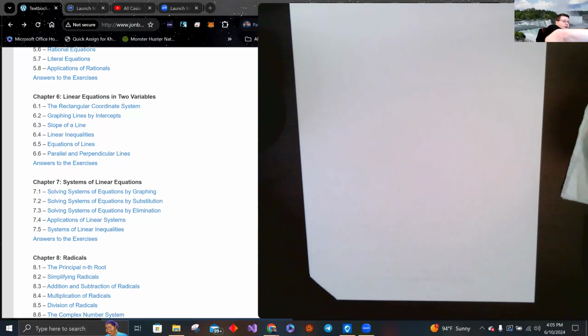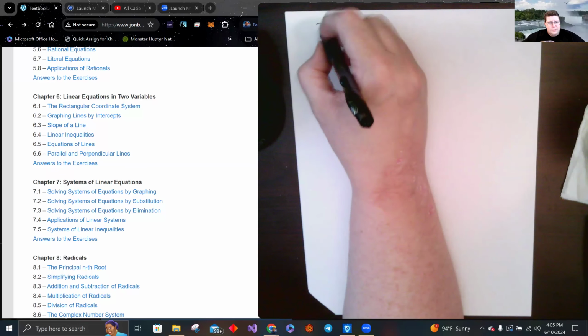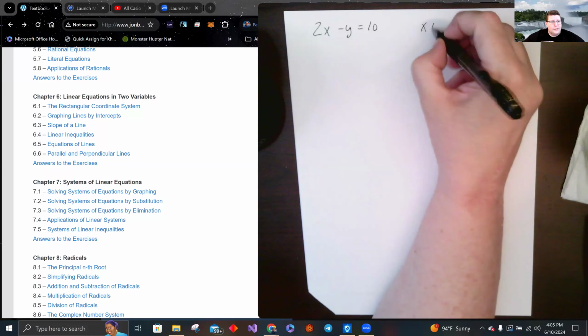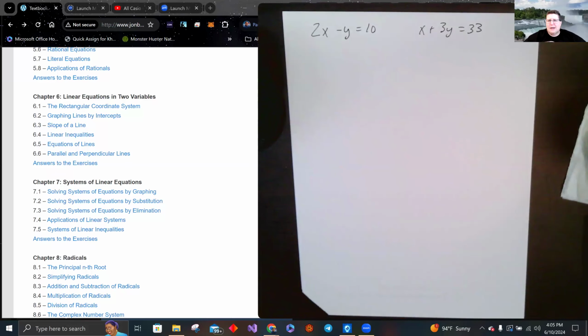Let's give you guys one to try. 2x minus y equals 10. And x plus 3y equals 33. And while we can do this by substitution, we're not going to. We're going to do this by elimination. Pick a variable to eliminate.